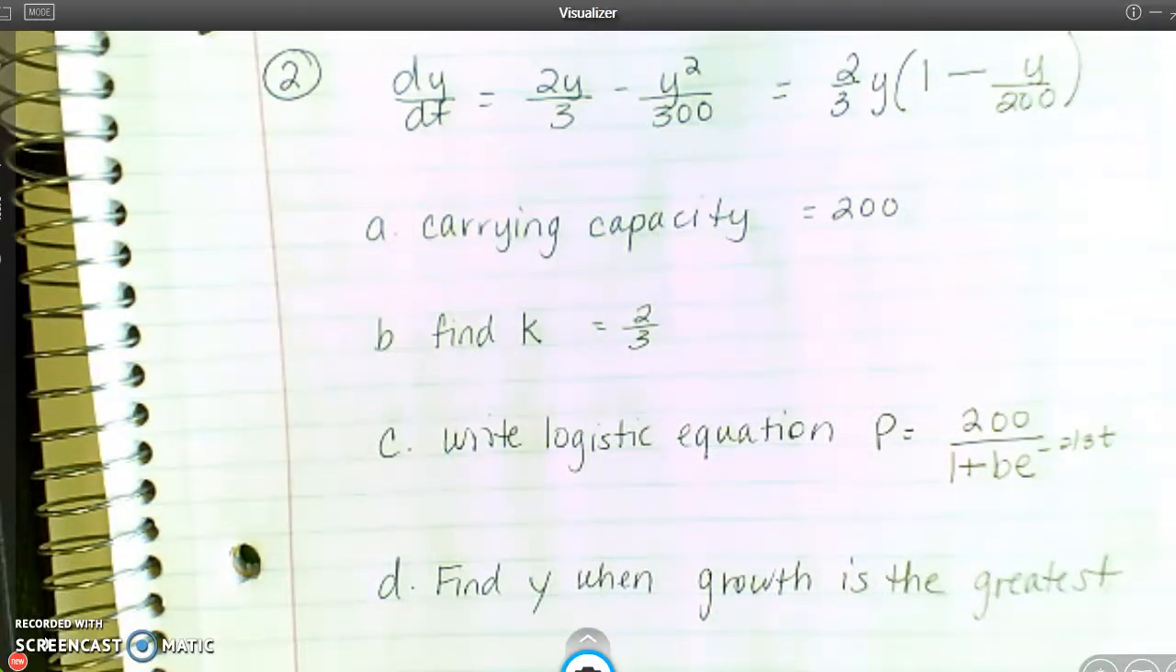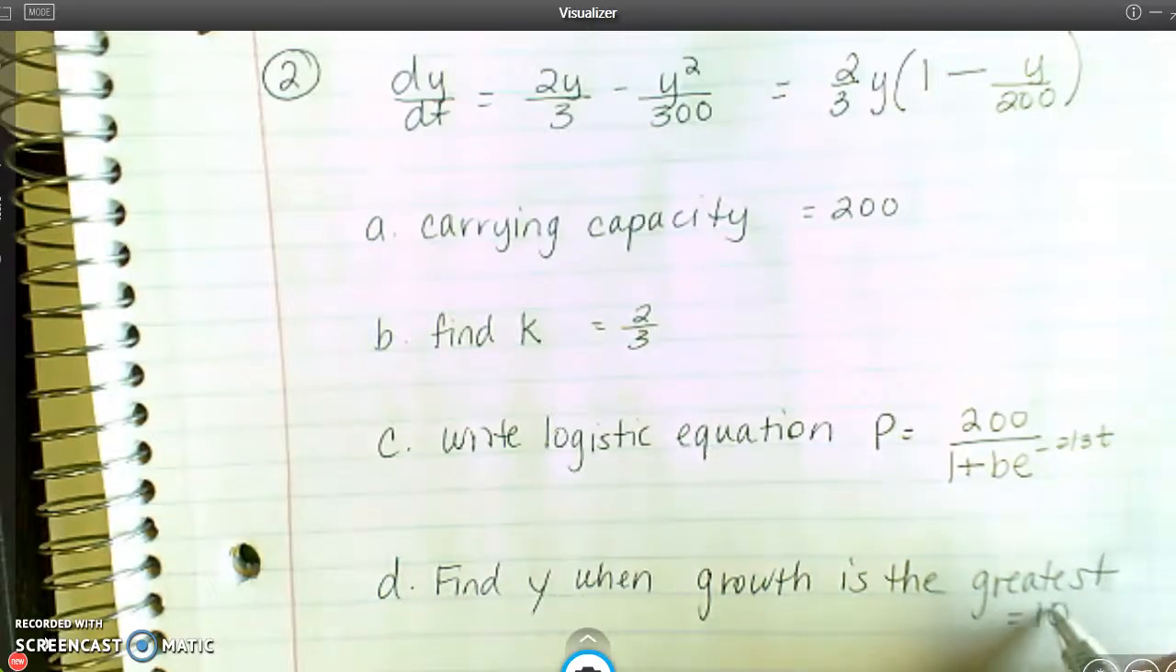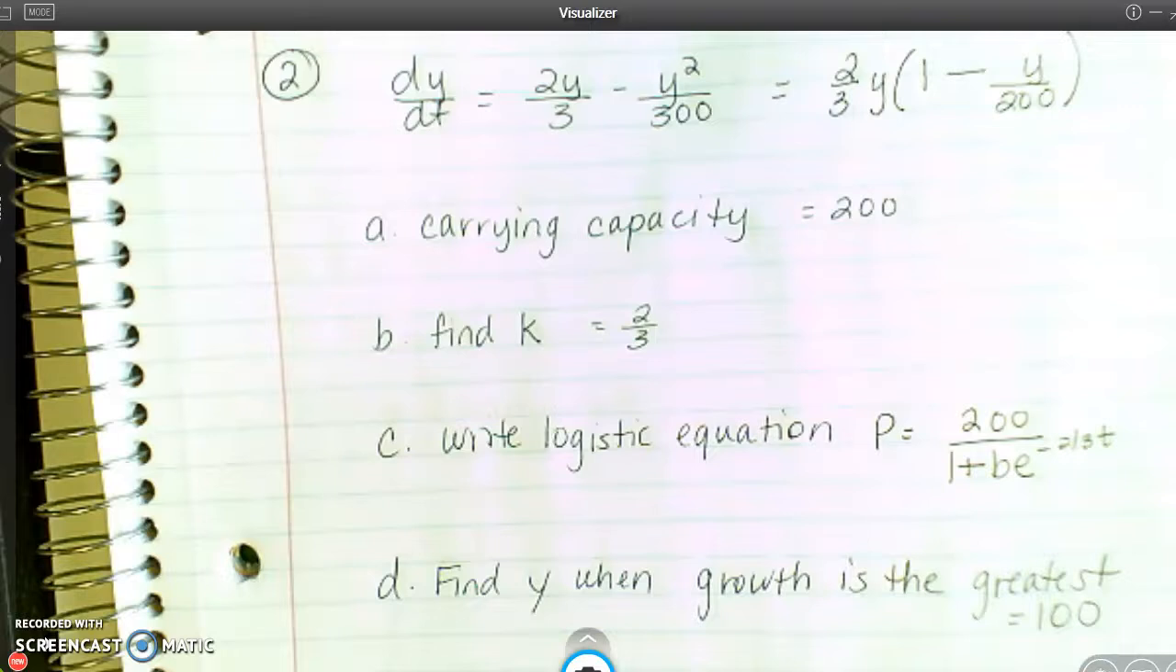Now, if I want to find y when the growth is the greatest, I know it's growing the greatest when y is half of the carrying capacity. So I know that y is going to be 100, because that's 200 divided by 2, and that's when the growth is the greatest. That's when it's increasing the greatest.